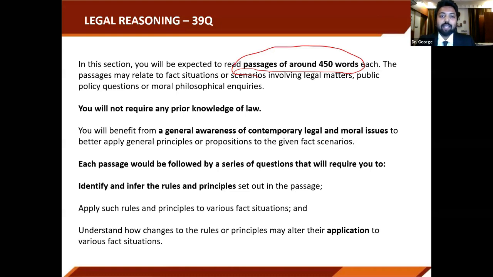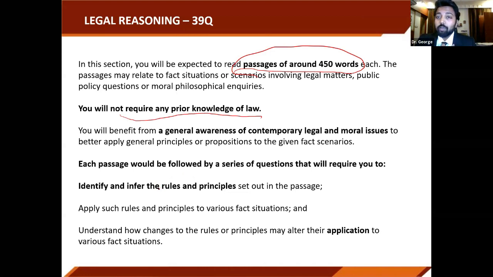right? And again, they mention here, consortium says, you will not require any prior knowledge of law. But of course, they expect a general awareness of contemporary legal and moral issues. Like I said, one of the things was Article 32. And again, the passage being followed by a series of questions. So you would be required to identify rules and principles, right? Analyze what legal principles are being used.